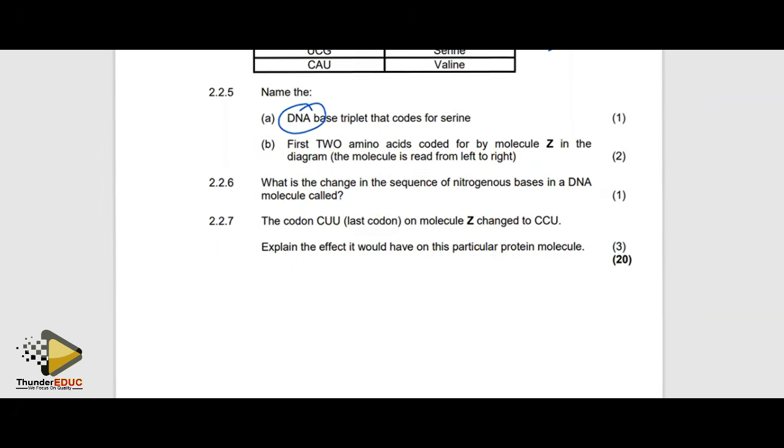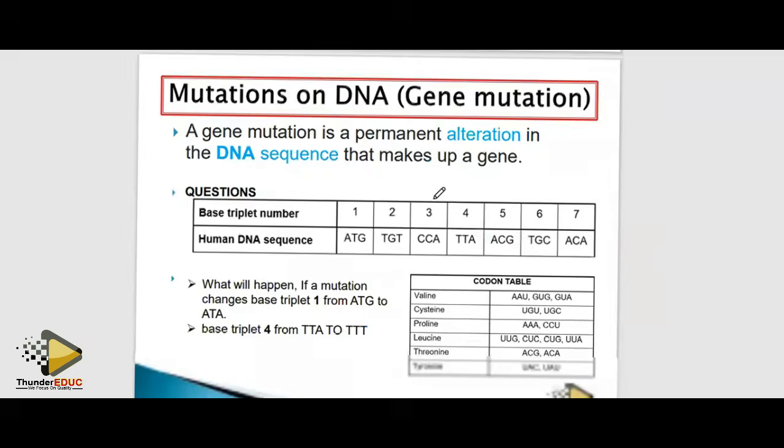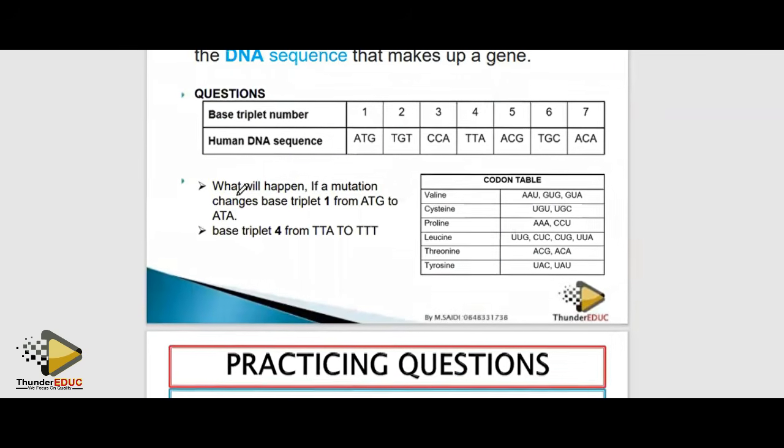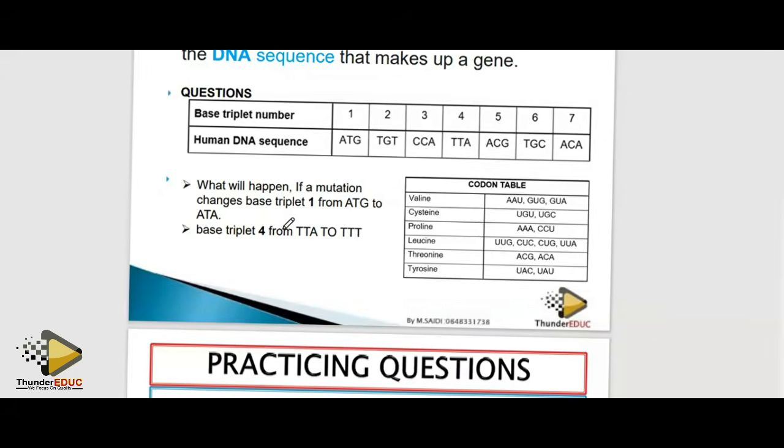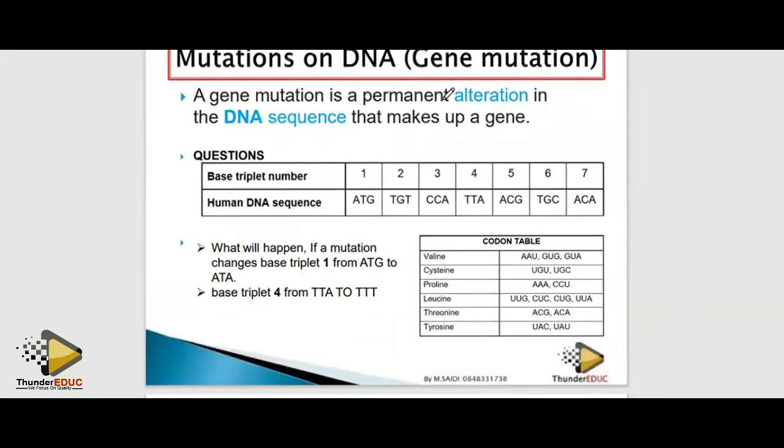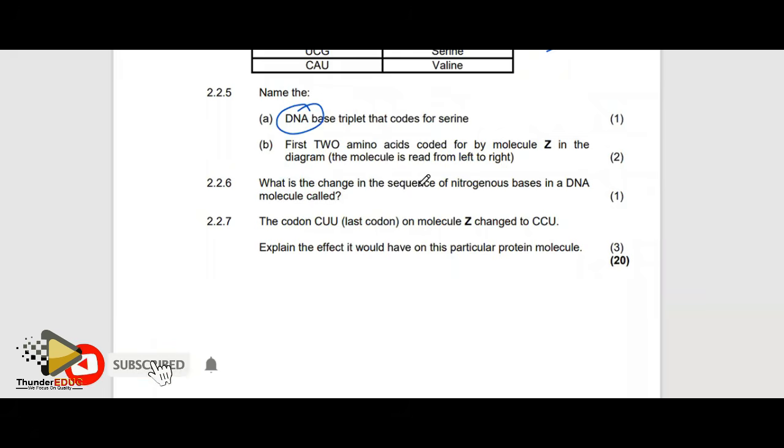This can also be answered by the book. If you go to the end of DNA, it is here. What will happen if this mutation changes the triplet from this to this? So basically, if you go here, then automatically it's being answered there. And then the mutation is a permanent alteration of the DNA sequence that makes up a gene. The question they have asked here: change in the sequence of nitrogenous bases, how is it called? It is gene mutation.